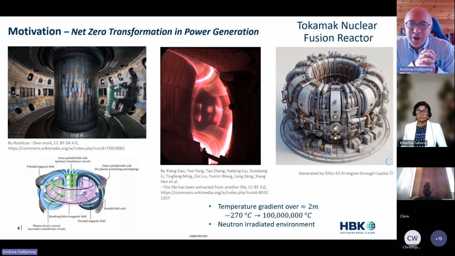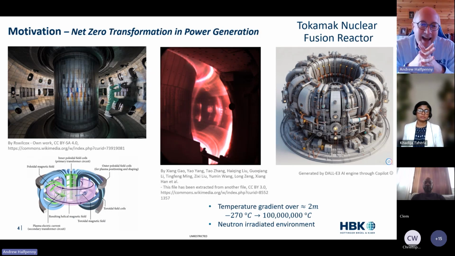Oh, and did I also point out it's under a heavily neutron irradiated environment. So how the material properties change with that neutron irradiation over time is also an uncertainty. So here's our challenge.